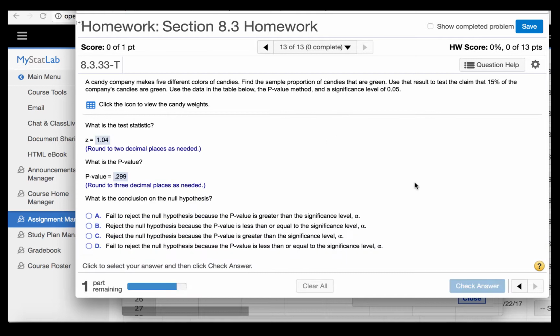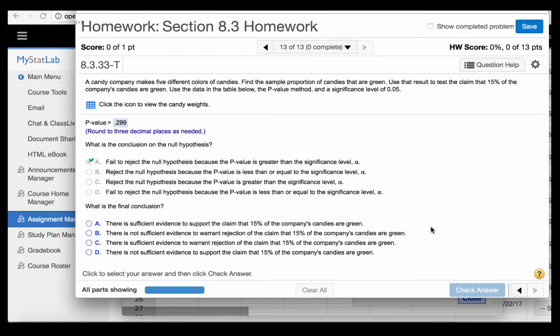Remember that if the p-value is less than alpha, we should reject the null hypothesis. What we found is a p-value of 0.299. Alpha is 0.05, so the p-value is not less than alpha, so we should fail to reject the null hypothesis. So our selection will be A, fail to reject the null hypothesis because the p-value is greater than the significance level alpha.